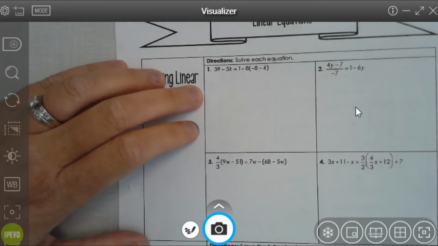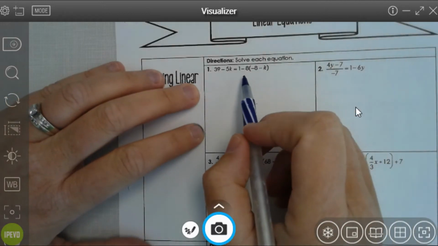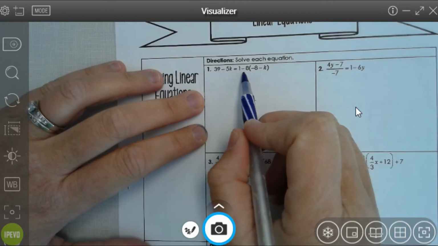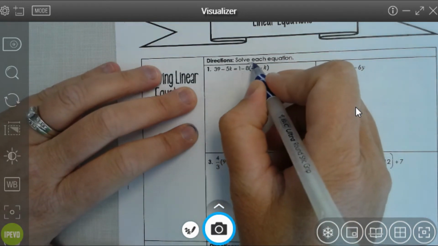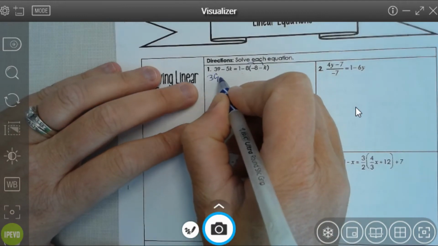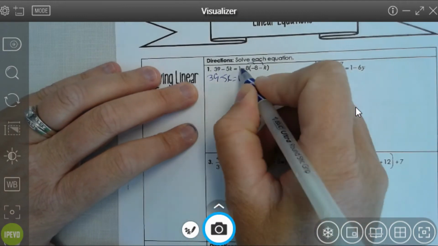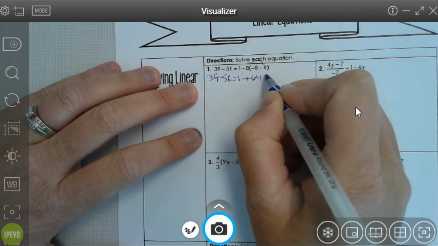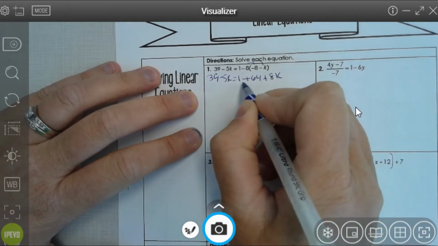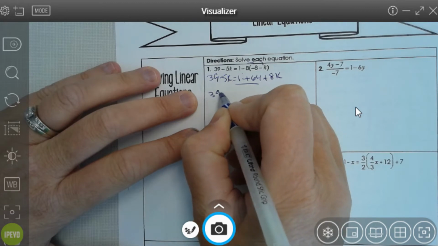All right, so we're going to solve these equations. First thing you have to remember is that that minus goes with the 8, so it's really like a plus a negative 8. So we're going to distribute the negative to both of those terms. So I have 1, and then a negative 8 times a negative 8 makes a positive 64, and an 8k. So combine your like terms.